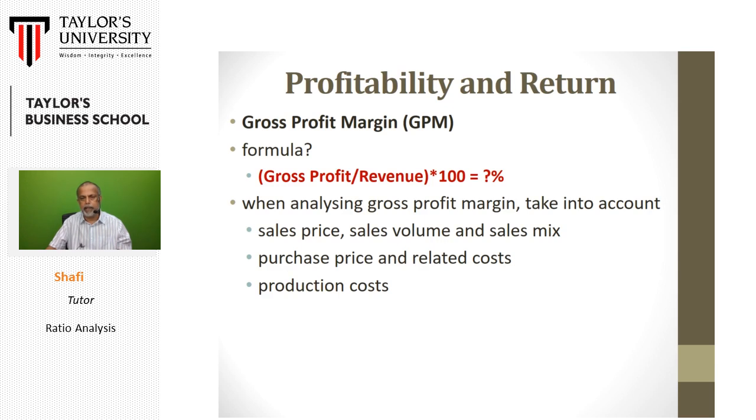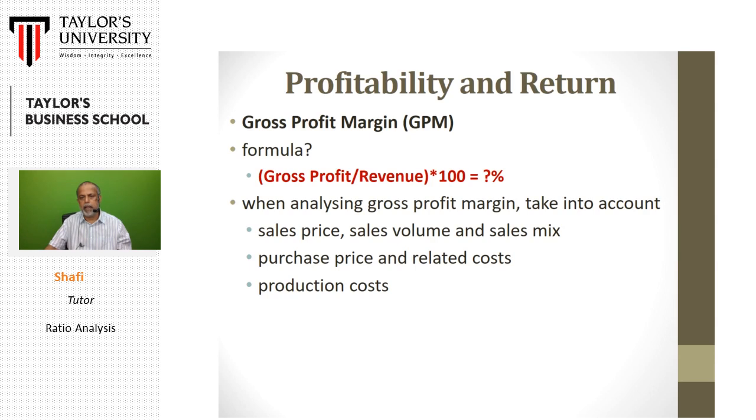into a percentage. So when analyzing the gross profit margin, there are certain things that we need to consider and to take into account. For instance, we need to consider the sales price, the price at which the product is being sold, sales volume, which is the total number of items being sold, as well as the sales mix. And this is where you have different products being sold. So this is what we call the sales mix.